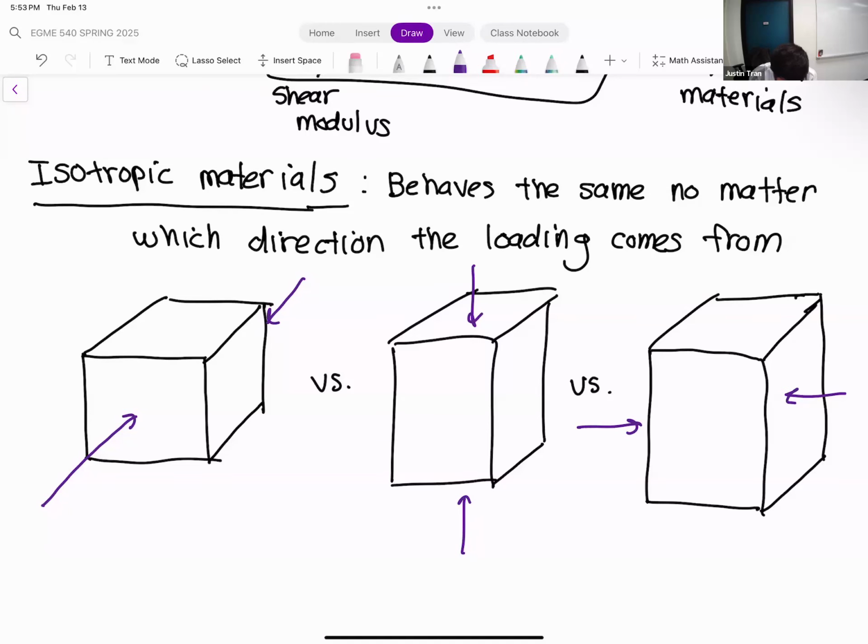If you look at these three situations, the cubes are all identical. The only difference is that we're applying the loading in different directions. In all three of these cases, the total magnitude of the stress and the total magnitude of the deformation is going to be the same for an isotropic material.